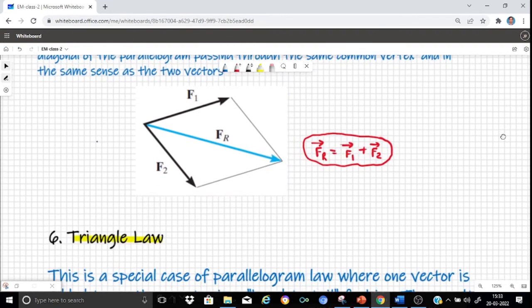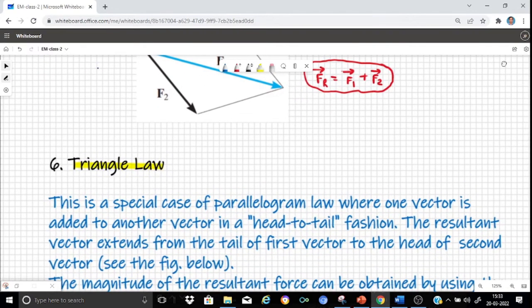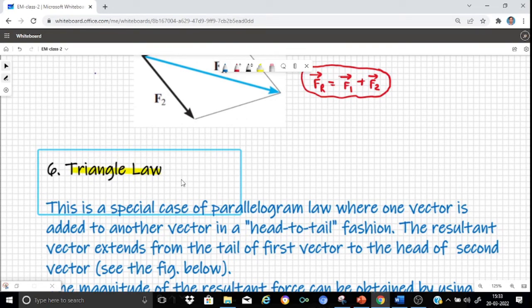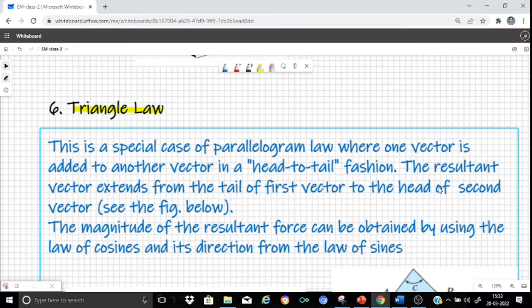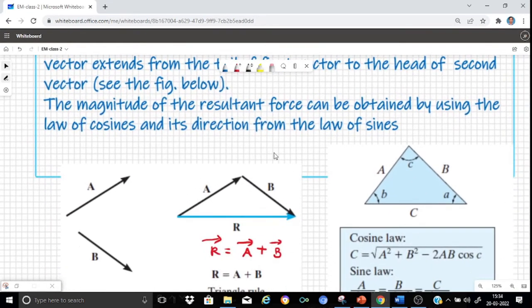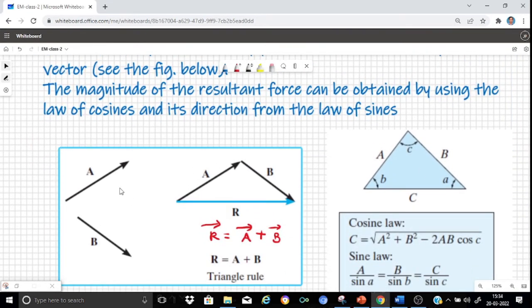So now let me take you to the other rule, that's the triangle law. And this triangle law can be considered as a special case of the parallelogram law. So here the triangle law is explained in a very simple fashion using this sketch. So A is one vector, B is another vector. The sketch tells you how to obtain the resultant of the vectors A and B using the triangle rule. So it is very simple.